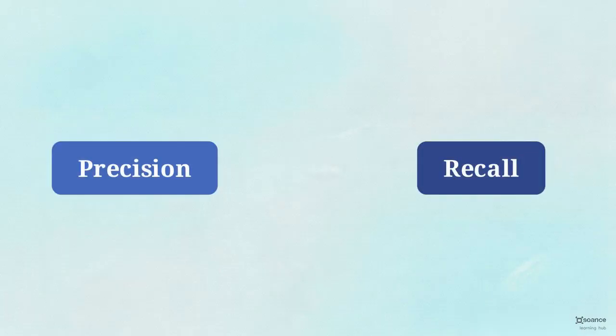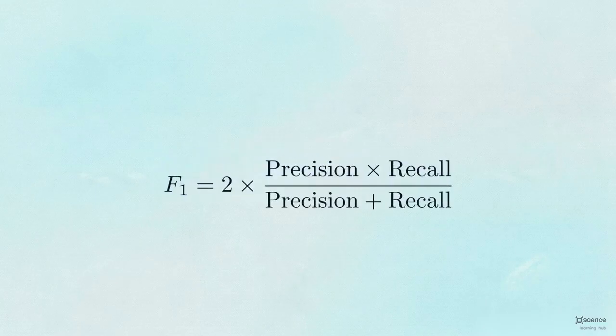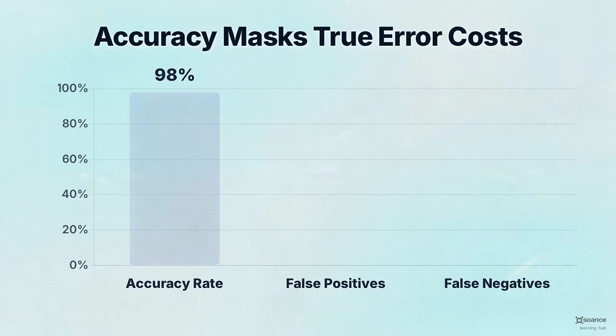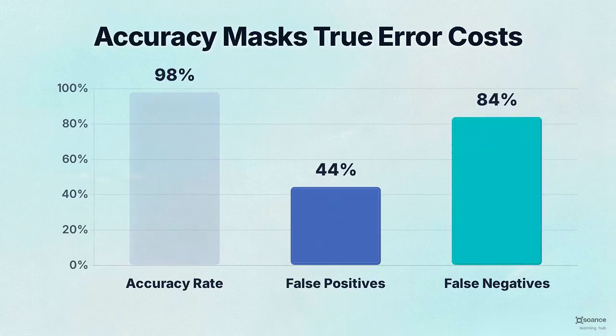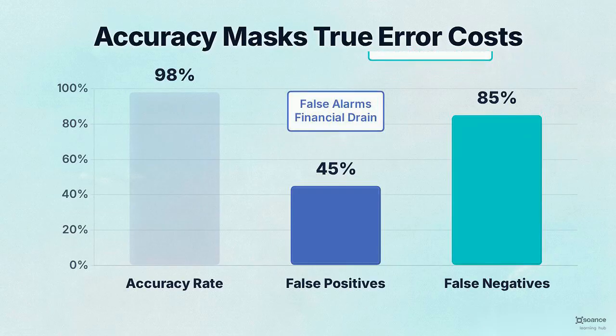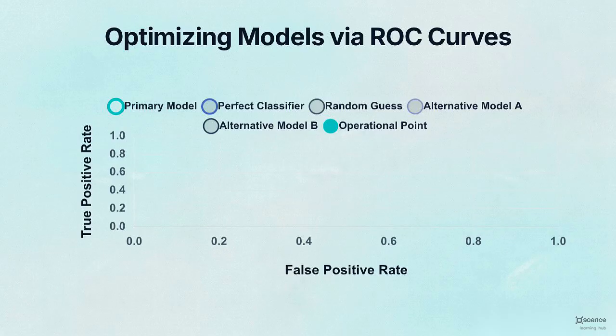When an application requires both, we compute the F1 score. It operates as a mathematical balance between precision and recall when both matter equally. Relying on a single accuracy number hides critical flaws. Choosing the correct evaluation metric requires looking at the specific human and financial costs of false positives versus false negatives in your exact industry.